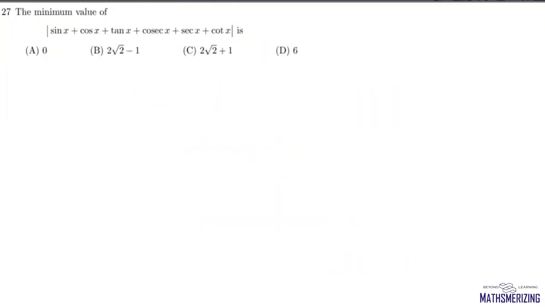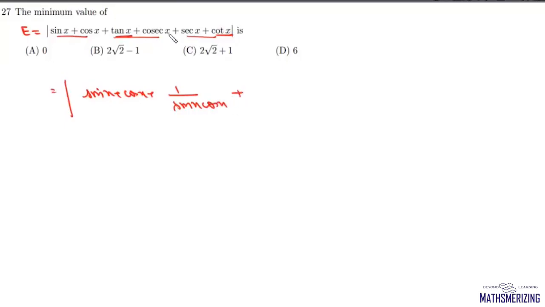Now question number 27 is, we need to find the minimum value of this expression, say E, which is mod of sin x plus cos x plus tan x plus cosec x plus secant x plus cot x. Now what we'll do is we can write this as sin x plus cos x, and then we'll take tan and cot together, and if we change it in sin and cos, it'll be sin x upon cos x plus cos x upon sin x, and it'll be simply 1 upon sin x into cos x.